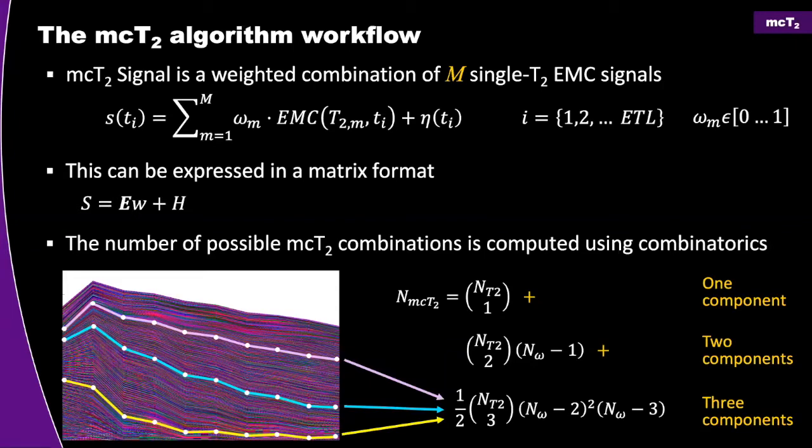The number of possible multi-component combinations is very, very large. We use combinatorics to calculate it. Take, for example, this dictionary of single T2 values. I can take any single T2 value or two T2 values or three EMCs, echo modulation curves, and create a signal. So the eventual number of MCT2 combinations is the sum of the one component combinations, two components, and three components. NW is the number of weight values we're using, usually around 50, every 2%. This is a relatively nice number, which is also feasible from a computational point of view.